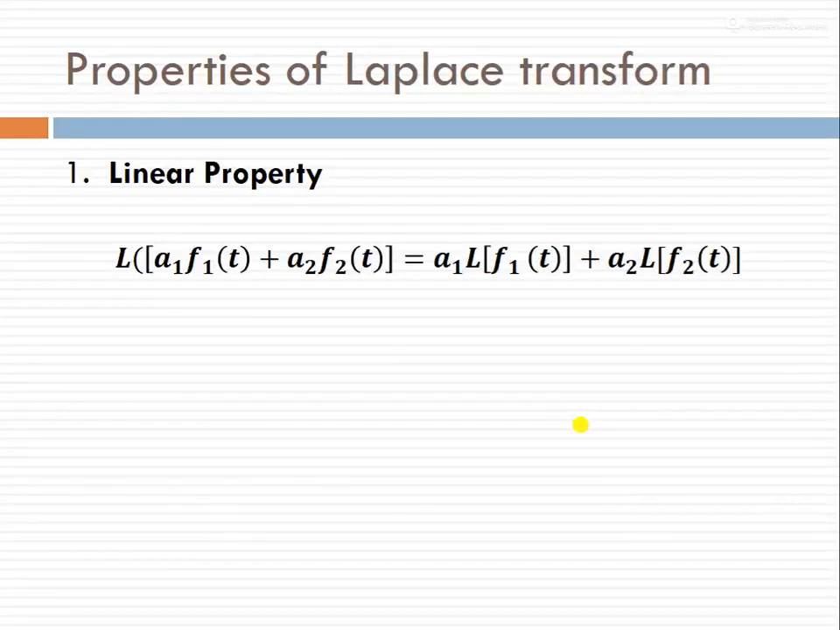Now we are going to discuss the properties of Laplace transform. These properties will help you to solve Laplace problems, so you need to be thorough with this. First one is the linear property, that is L of a1 f1 of t plus a2 f2 of t can be written as a1 into Laplace of f1 of t plus a2 into Laplace of f2 of t.